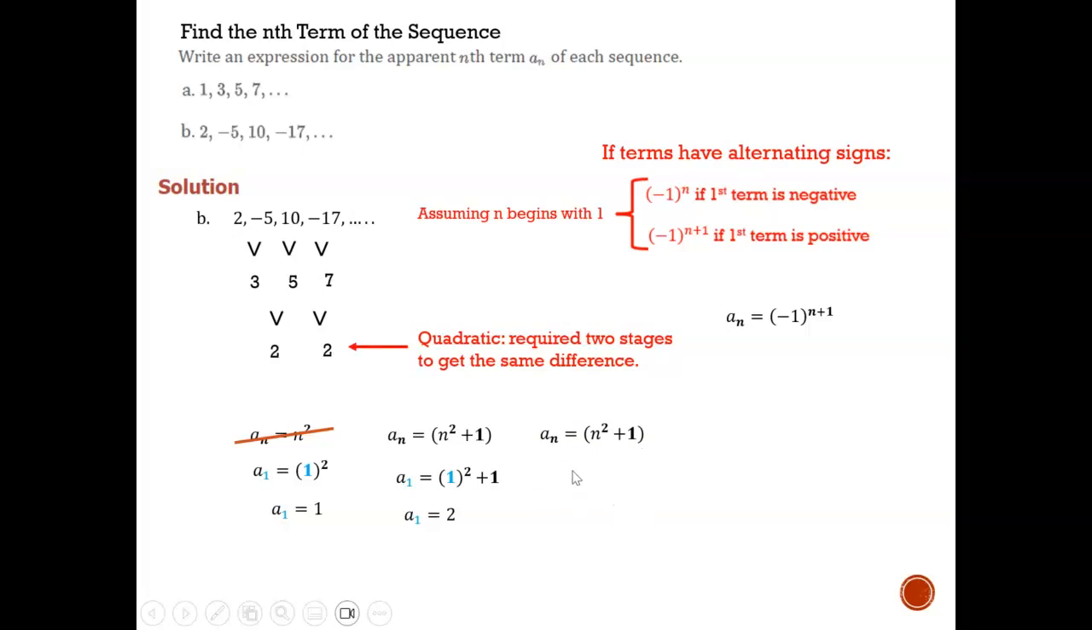Now, let's find the fourth term. Again, it has to give us 17. I know it's negative here, but with the positive and negative, I already got the answer on the right. It's going to be (-1) to the n plus 1. So that takes care of the changing signs.